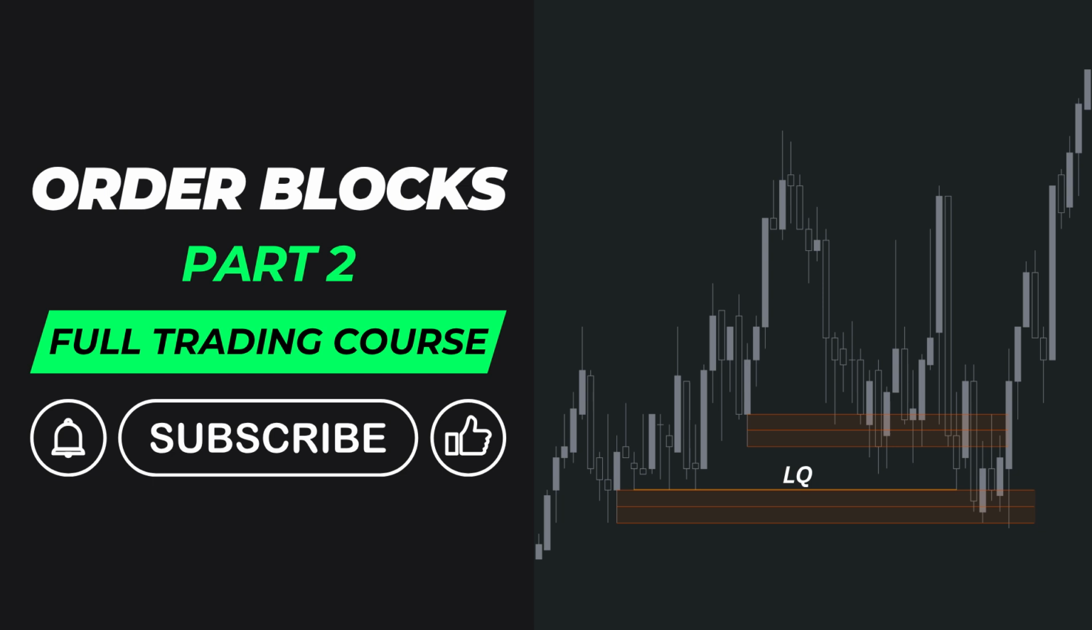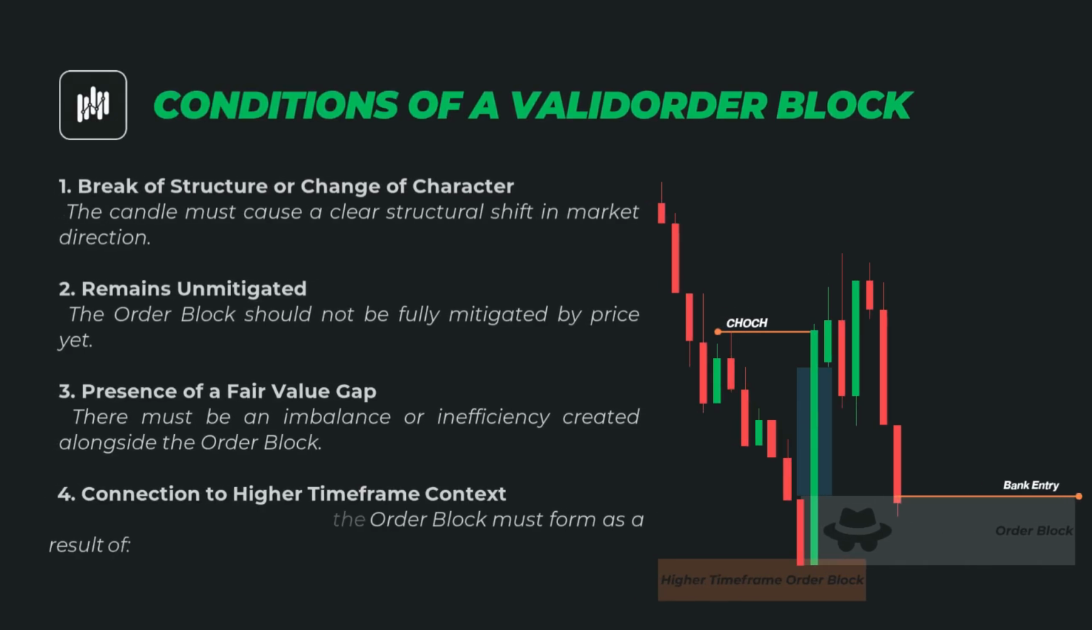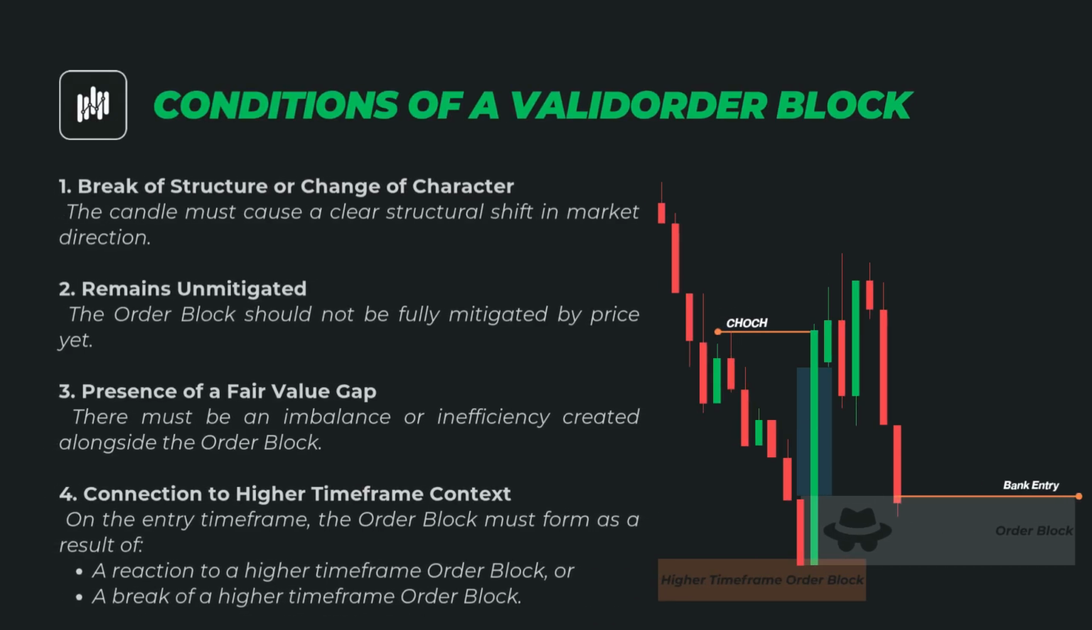Welcome to a new section of the Smart Money Concepts course. In the previous part, we learned what order blocks are and mentioned that any candle meeting these four conditions can be considered a valid order block. It must cause a break of structure or a change of character. It must remain unmitigated. It must be accompanied by a fair value gap. And on the entry time frame, it must form as a result of a reaction to or a break of a higher time frame order block.